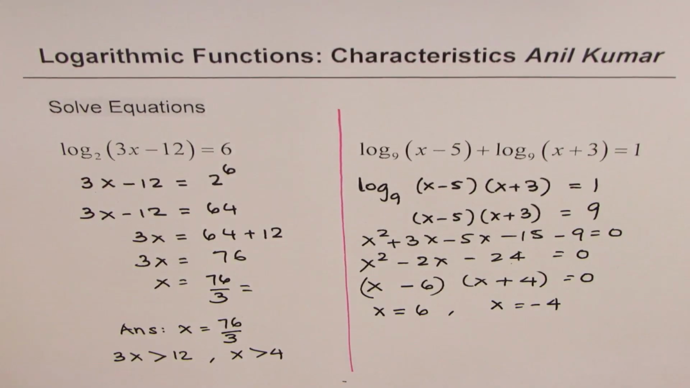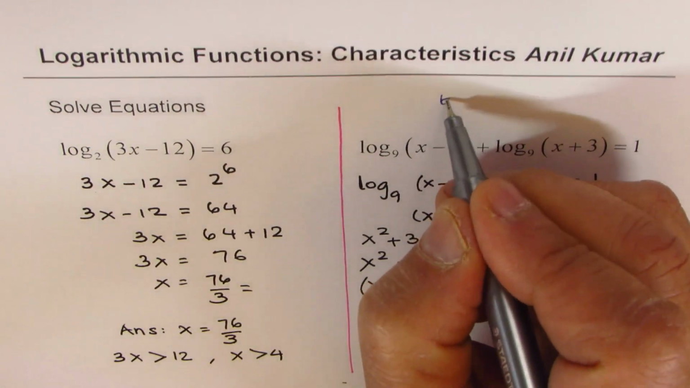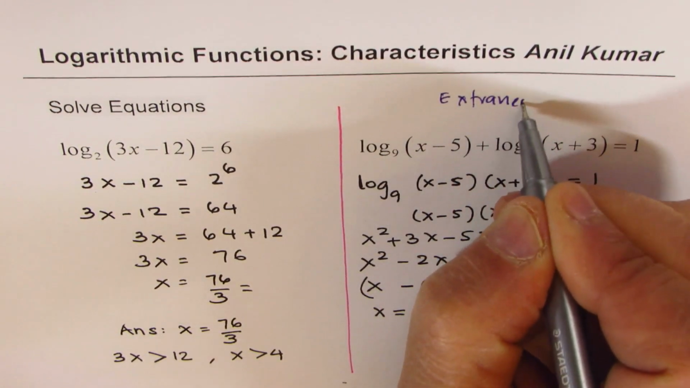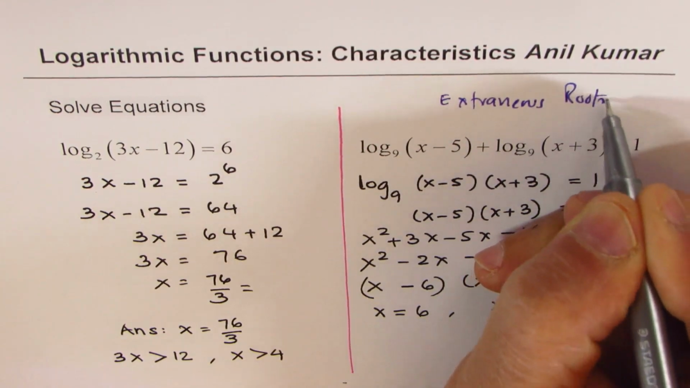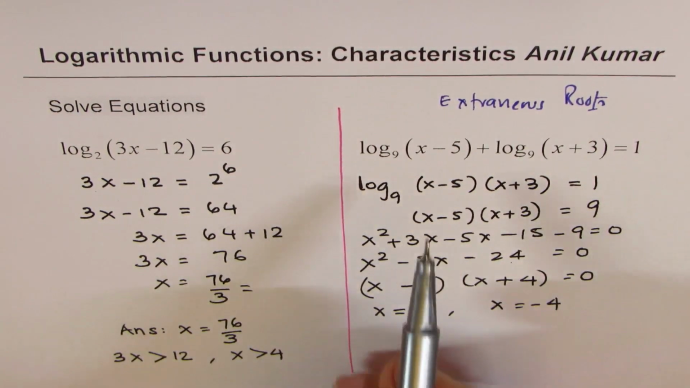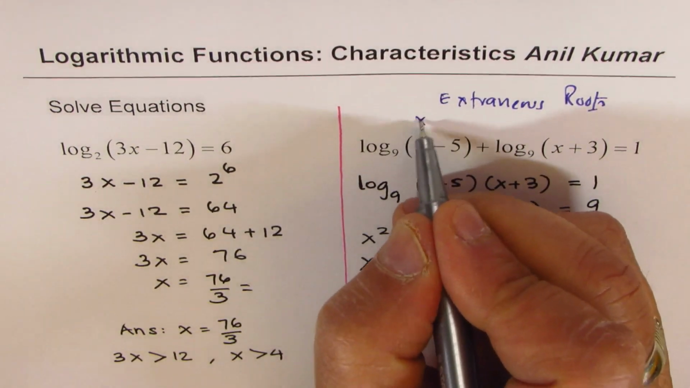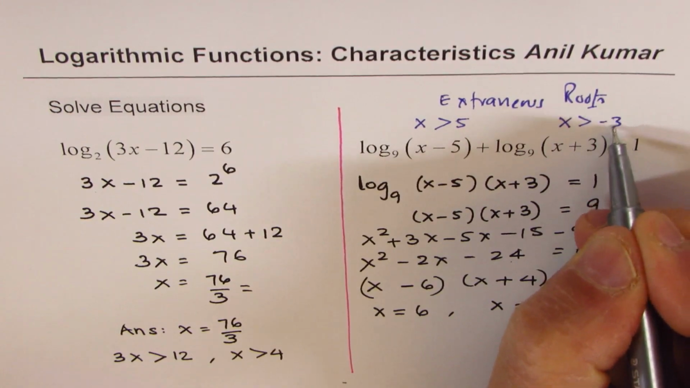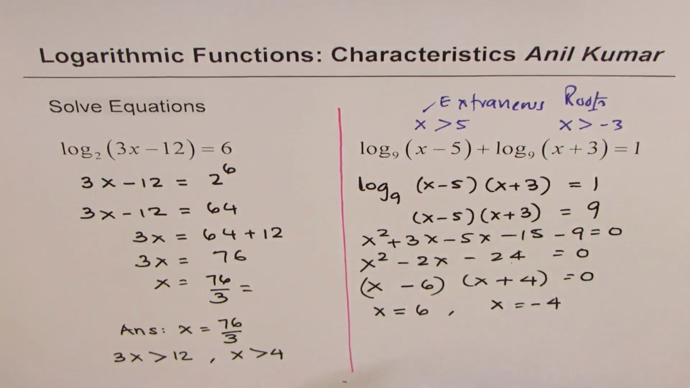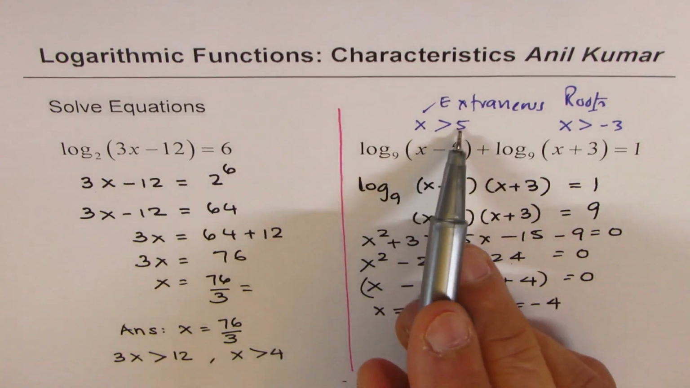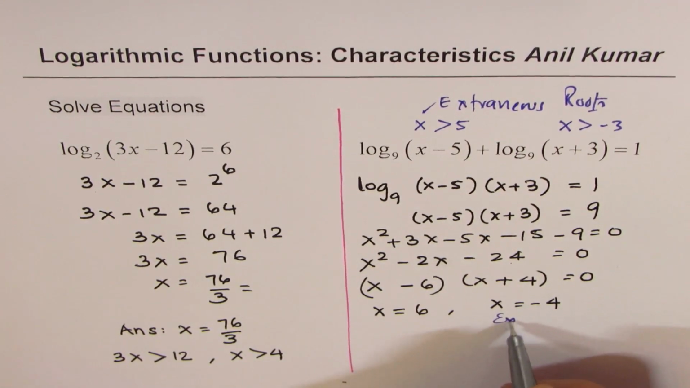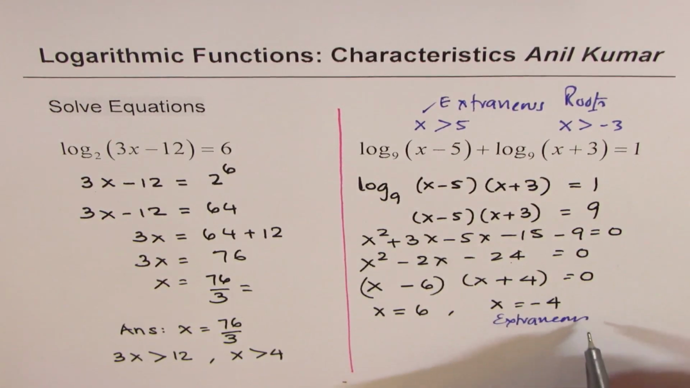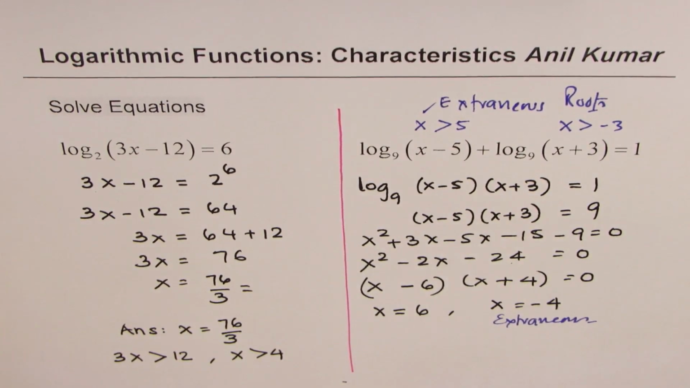Now, we have to look for extraneous roots, right? We have to always check for extraneous roots. All solutions may not be true solutions. What you notice here is that x has to be greater than 5, and in this case, x has to be greater than -3. So this prevails, correct? We have a restriction. x has to be greater than 5, so this is an extraneous root, not valid. So the only answer here is x equals 6. So our answer is x equals 6, right?